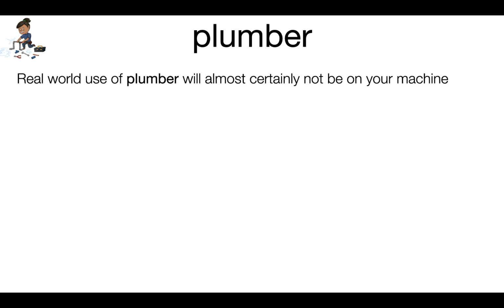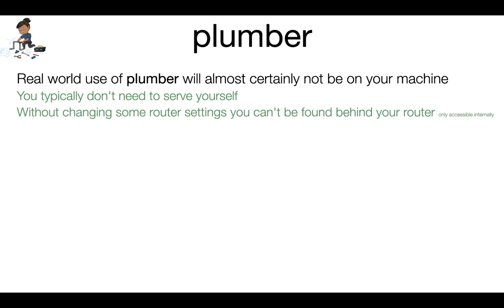Now, in the real world, Plumber will almost certainly not be on your own machine. You usually don't need to serve yourself something, although occasionally you do actually do this. It's a standard way to do things. Moreover, without changing some settings in your router, you usually can't be found behind your router because of network address translation. So internally, your computer, which is running the web server, will be discoverable by other people internally on your network if you're on a computer that's outside of your network. So maybe your web server computer is at Baylor and you're working from your house. That's going to be inaccessible to you because it's going to be behind the university's firewall and its router, which is undoubtedly going to block all of this traffic.